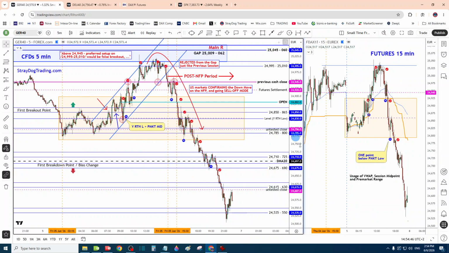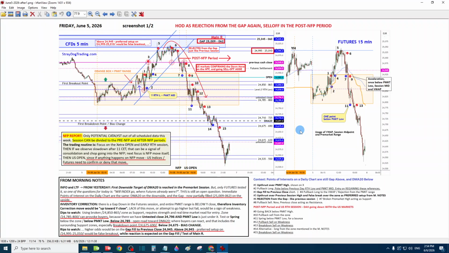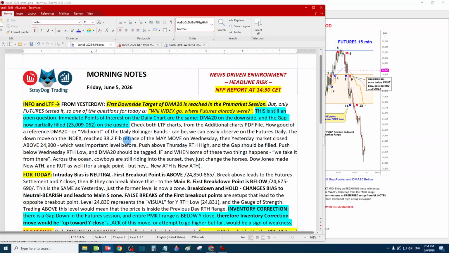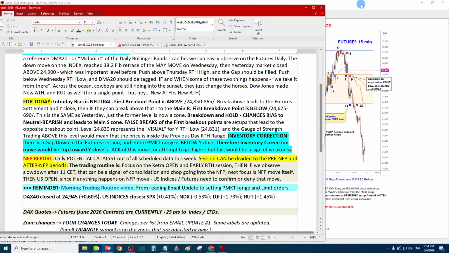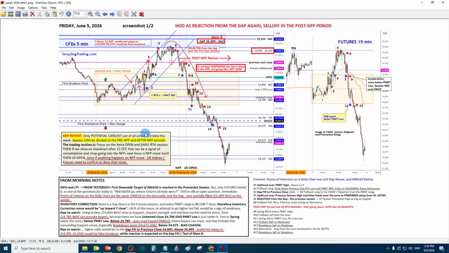The screenshot for the setups gallery is going to look like this. This is also a text from the morning notes here about the NFP report, that it was a potential catalyst, and if anything happens on that move, US indices need to confirm or deny that move, and they confirmed the move, and after that we got a sell-off. Here is a detailed description of our setups, and here would be the excerpt from the morning notes, and every single day is covered like this.